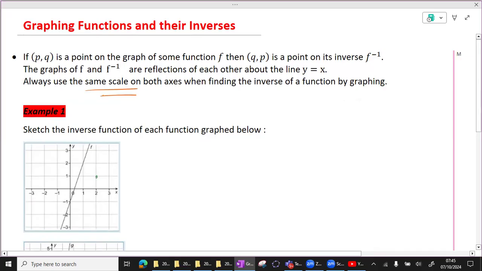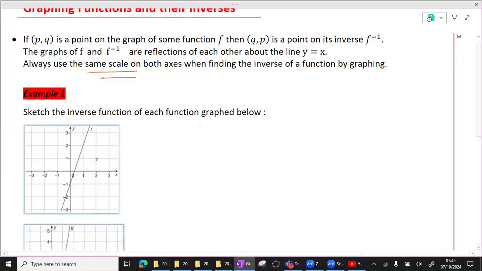Normally it doesn't really matter, if all your x's are equally distant apart and the y's are equally distant apart, that's usually fine. But in this case, your x-axis and your y-axis have to have the same scale. You can't just go up in 3s or up in 2s. If the x's are going up in 1s, the y's go up in 1s. Right, so sketch the inverse.